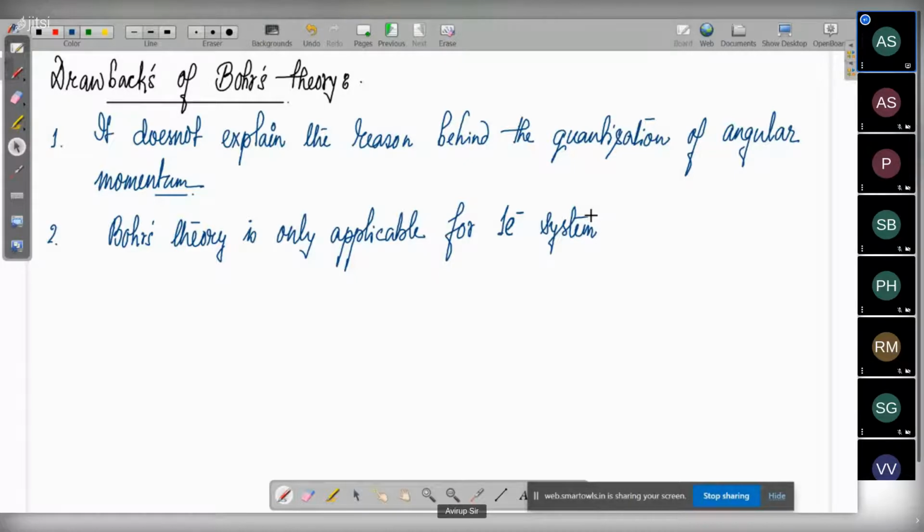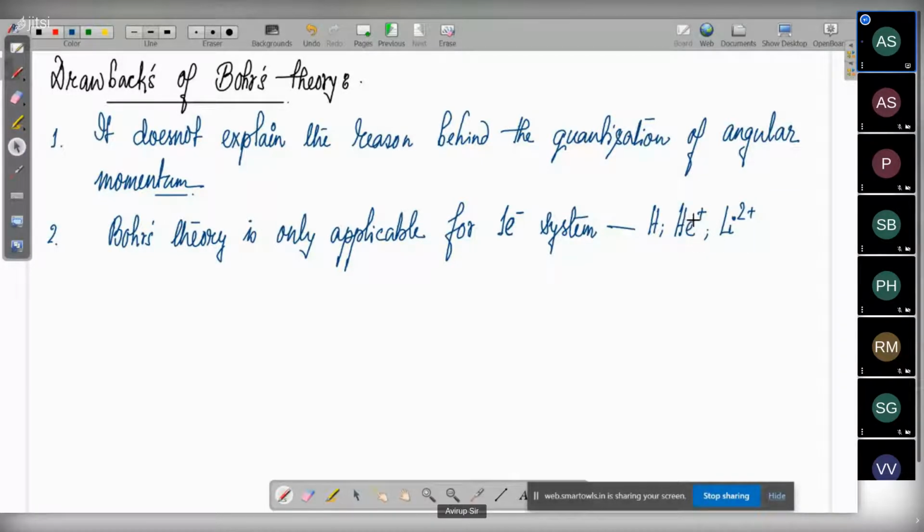So it was seen on further investigation that Bohr's theory is only applicable to one electron systems. That means where only one electron is present, only in such cases Bohr's theory will be applicable. So it is applicable for hydrogen, helium plus, lithium 2 plus. In this way it is applicable.